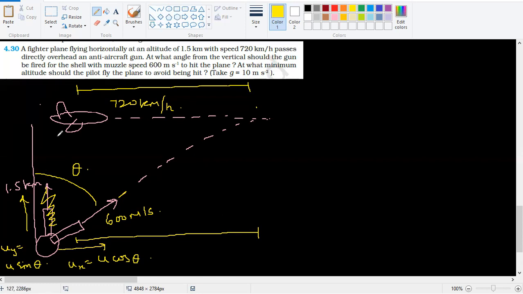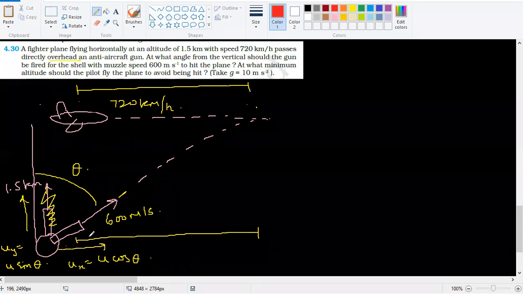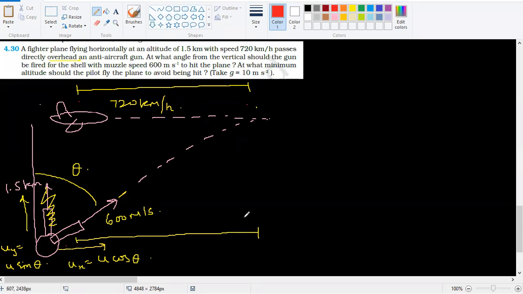Yes, sir. Because this and this are, they said, vertically overhead. So it means this and this are in the same line. So that means this distance and this distance are same. That's a clue. If you know that, you can easily do this problem. So it means the time taken for it to come from here to here will be same as the time taken for the missile to go from here to here in the x direction.